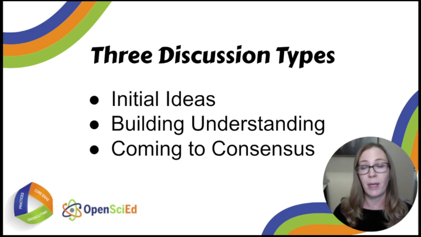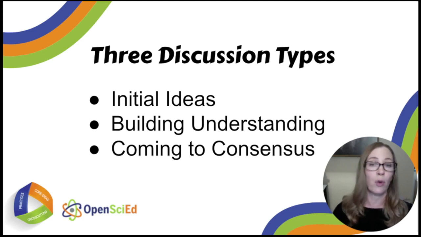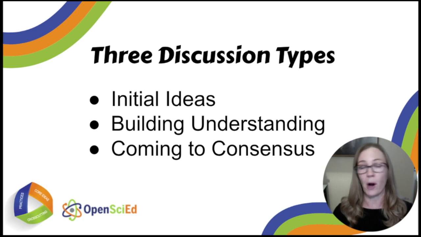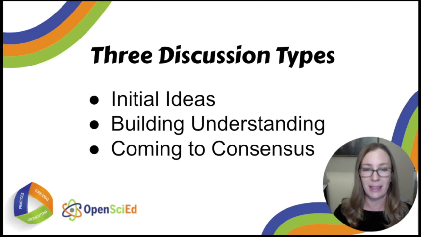The third one would be a consensus discussion. So coming to consensus. A consensus discussion means you want the whole class to agree and come to consensus on either how to represent something in a model, or what our next step in an investigation should be, or what question we should investigate next. So whenever you're trying to get classroom input and have them agree on something, this would be a consensus discussion.